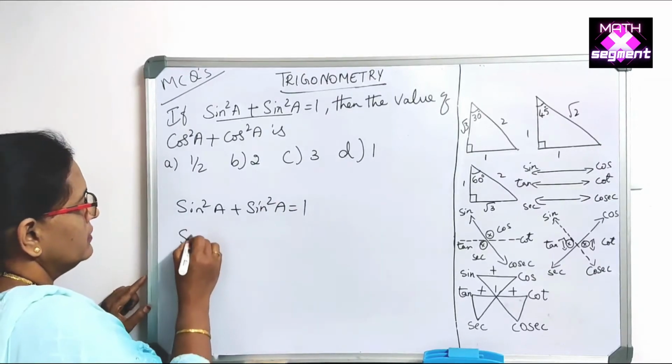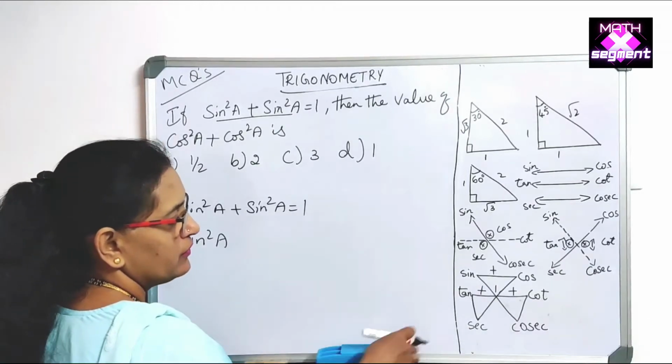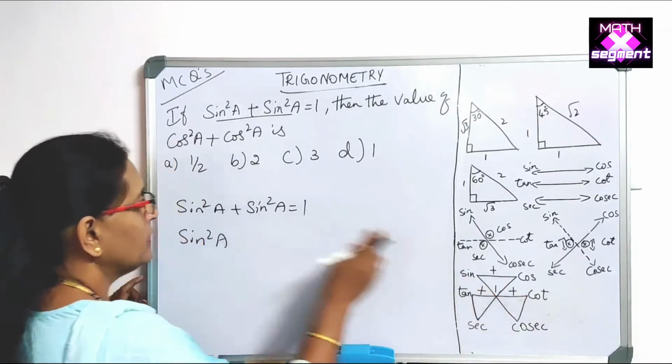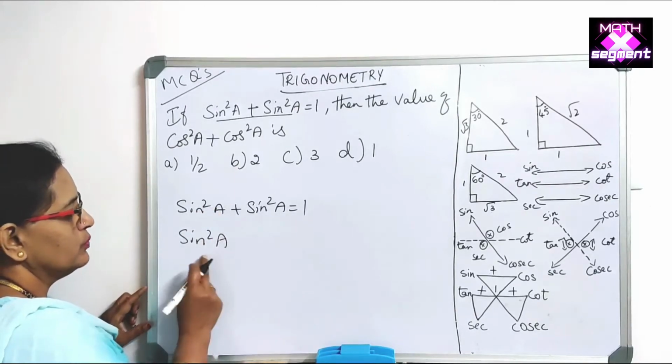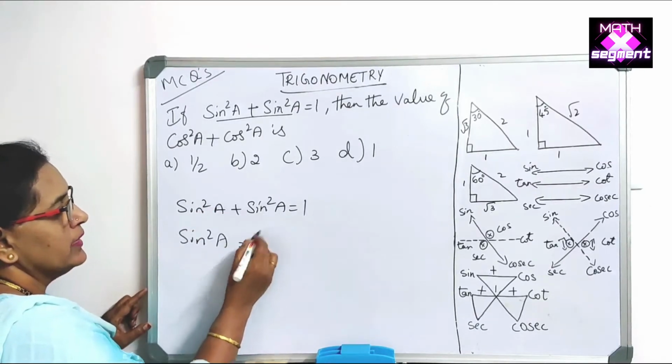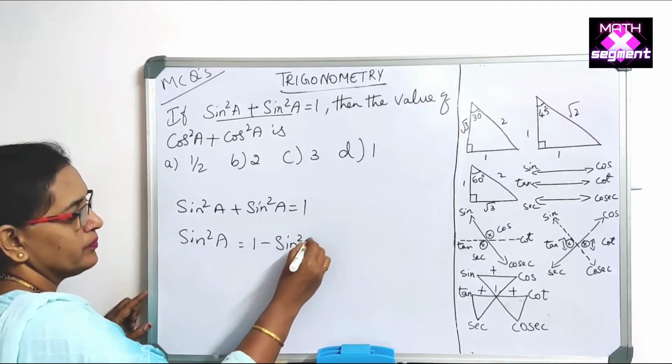So how can we write this? We can write this as an identity. So we know from the identity, we can refer to these three triangles. So in a similar way I can write this identity also. Sin square A plus sin square A is equal to 1. So sin square A I'll keep this side, I'll send this sin square that side. So that means 1 minus sin square A.